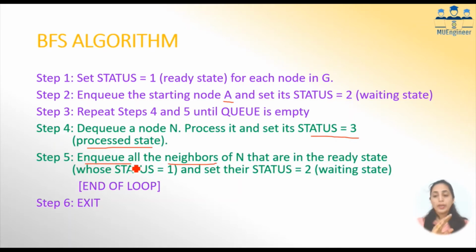The node that is being deleted, we have to insert or enqueue its neighbors. And whenever a node is getting inside the queue, its status changes from 1 to 2. So whenever I am in the queue, my status will be 2. Whenever I am deleted from the queue, my status is 3. Hope this is clear now. So now we will see it with an example.